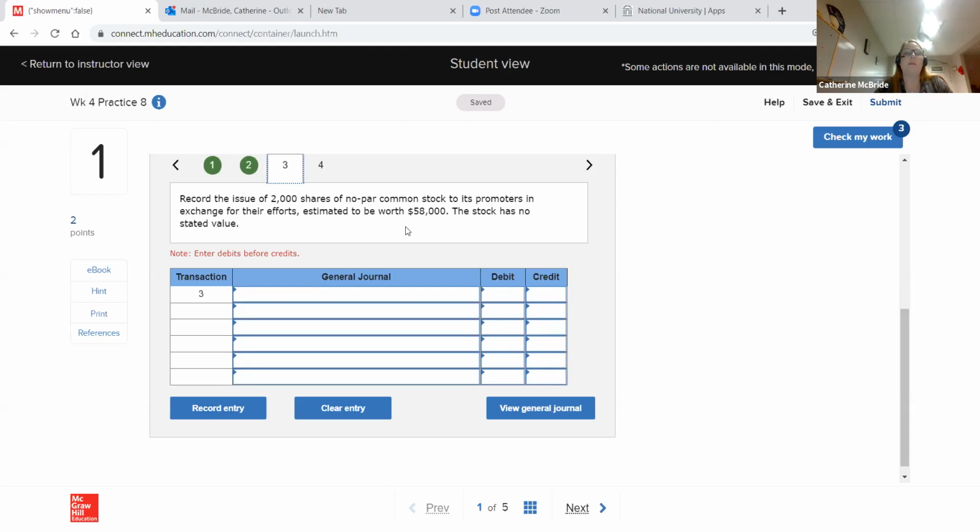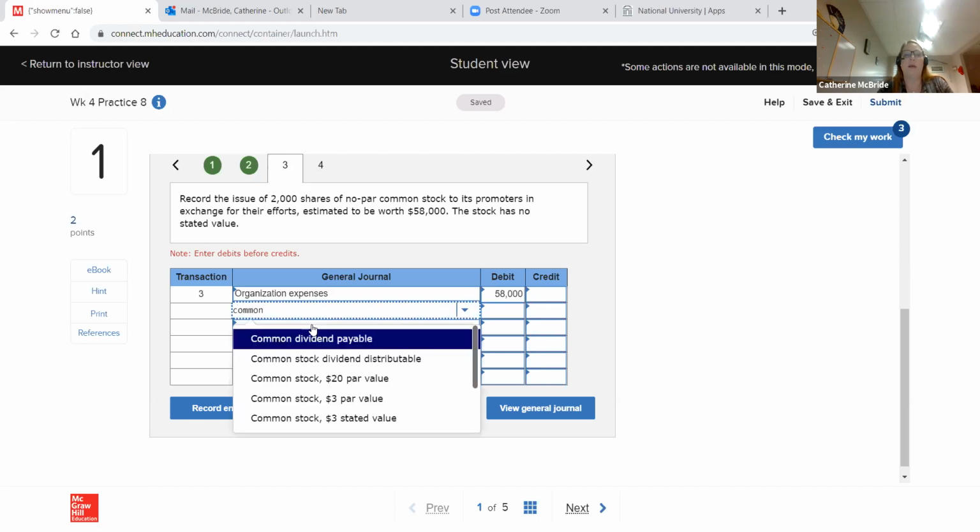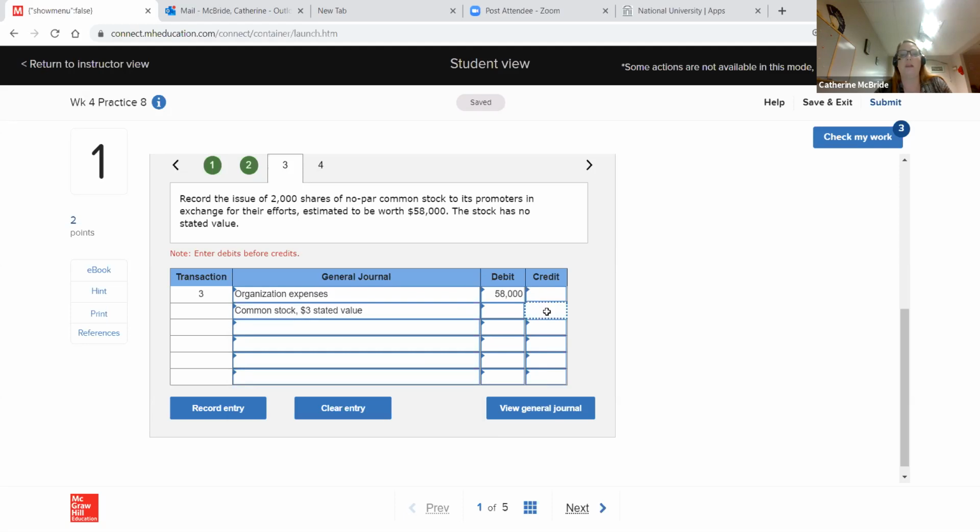All right, now number 3. Now it's the same transaction, but the stock has no stated value. Since the stock has no stated value, it's the same as having no par value. I'm going to put all of the money into common stock because I can't just skip the common stock account. So my debit is still going to be organization expenses for $58,000. But now I won't have any paid in capital account because everything is going to go into my common stock account, because I can't just skip the common stock account. So if it has no par or no stated value, everything goes into the common stock account.